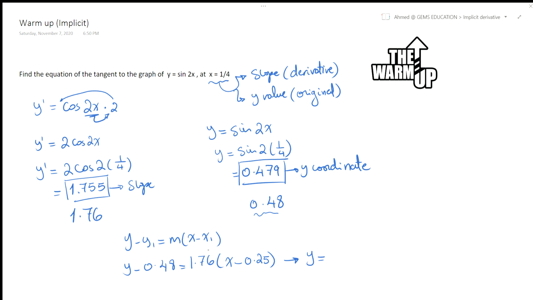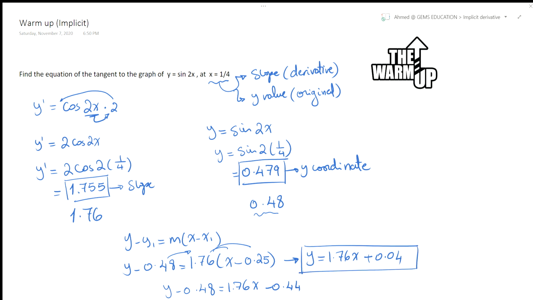So solving for y means that I'm supposed to multiply 1.76 by both terms and move negative 0.48 to the other side of the equal sign, which will get me then y minus 0.48 equal to 1.76x. Then multiply 1.76 times negative 0.25, and this should give you negative 0.44. Then moving the negative 0.48 to the other side, this will get you 1.76x minus 0.44 plus 0.48, which actually will become positive 0.04. That is the equation of the tangent to the graph.